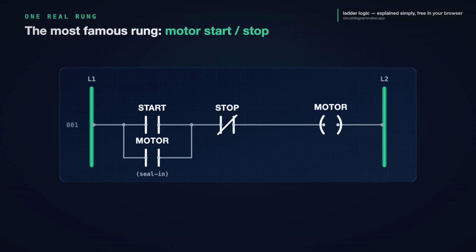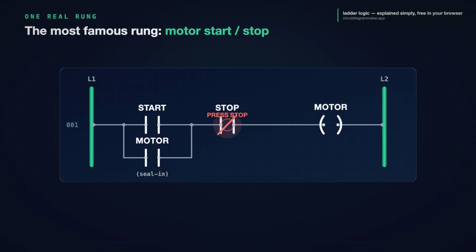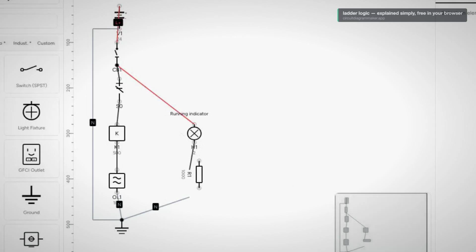So we add one clever branch, the seal-in, a contact driven by the motor's own output, wrapped around start. Press start once, the motor latches on, and this contact holds the power path closed by itself. Press stop, the path breaks, and the motor drops out. One rung. That is real machine control, and every idea in this video working at once.